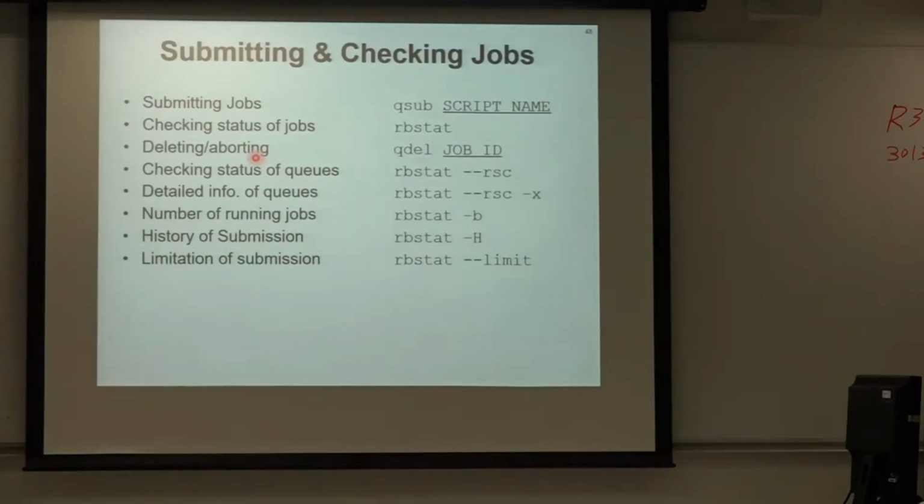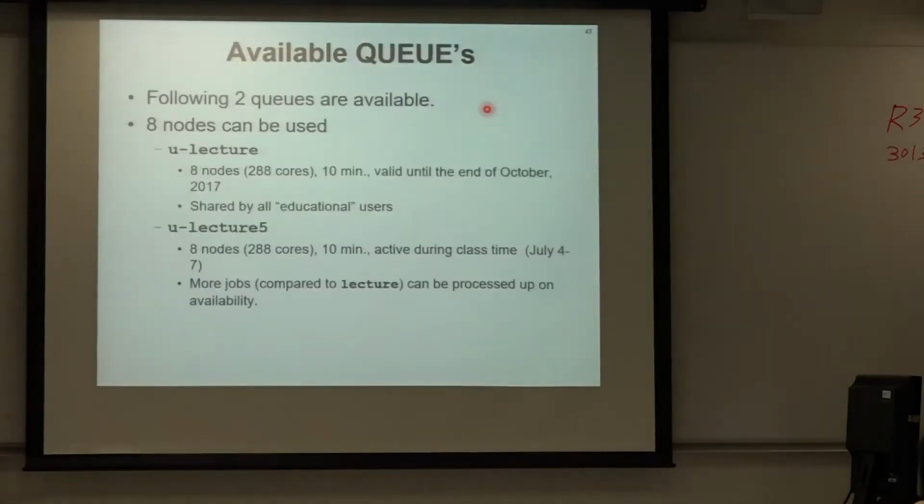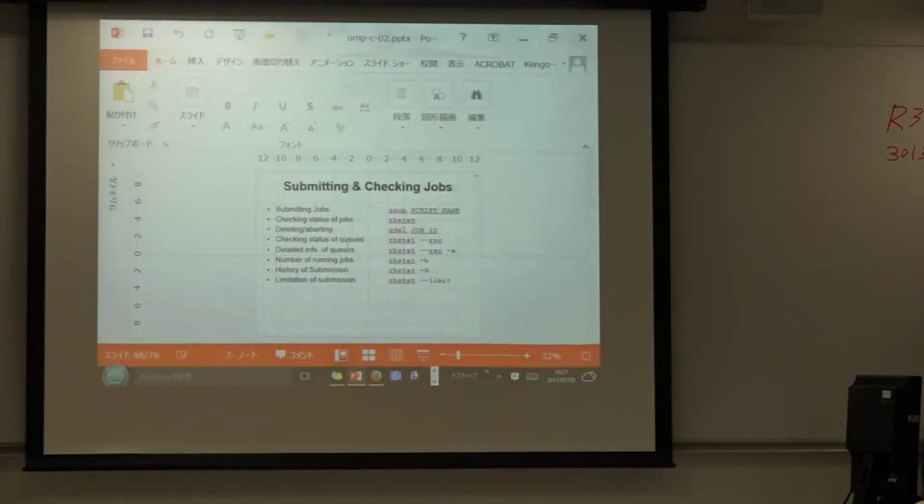Okay, so yesterday, some of you have already run the job by qsub script name. So this is a very fundamental command. It submits a job. And the next one is checking the job status, so rbstat. If you type rbstat, then it is displayed. Okay, I'll show you some examples here.